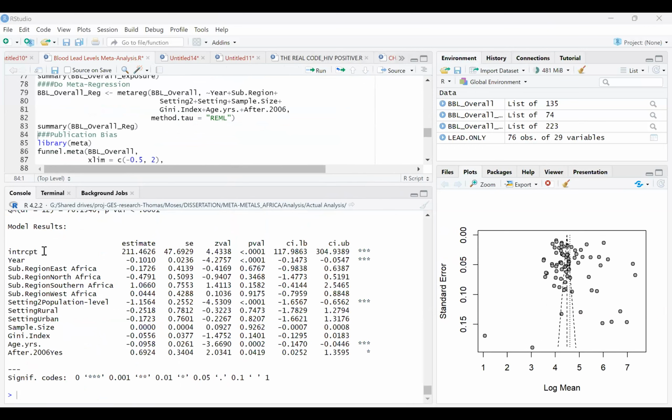Now I can say, okay, these are my variables, and these are the estimates. So we can easily say that year is negatively associated with the mean blood lead levels, which means that as year increases, the level decreases, which is something very interesting, because that is what we expect. We want to see if the effort that governments are making to clean up the environment is working or not, in general.